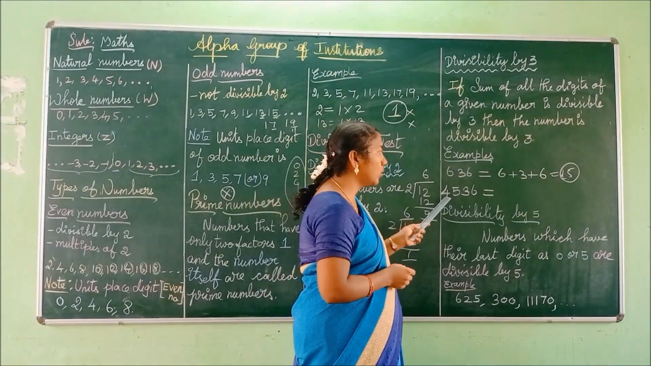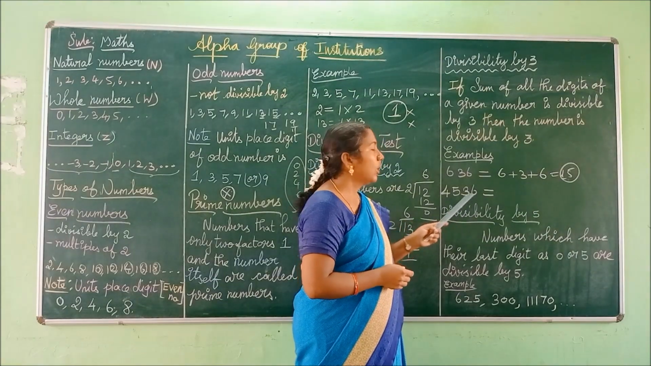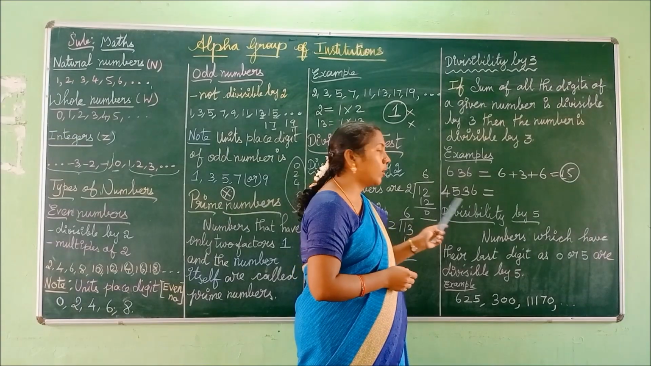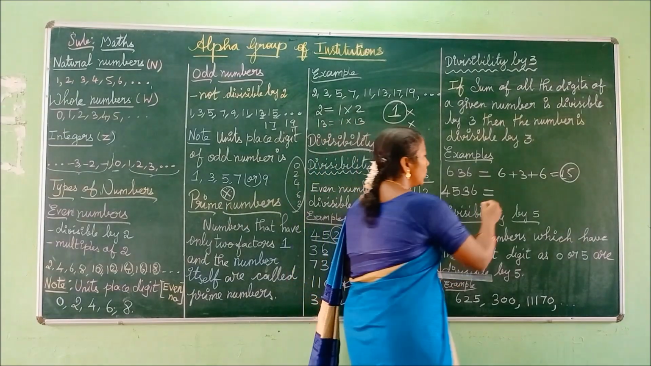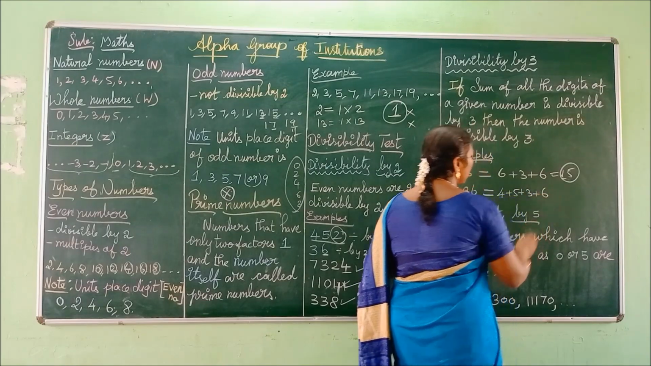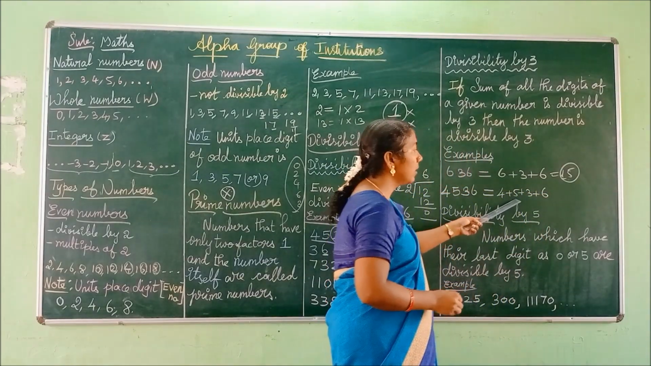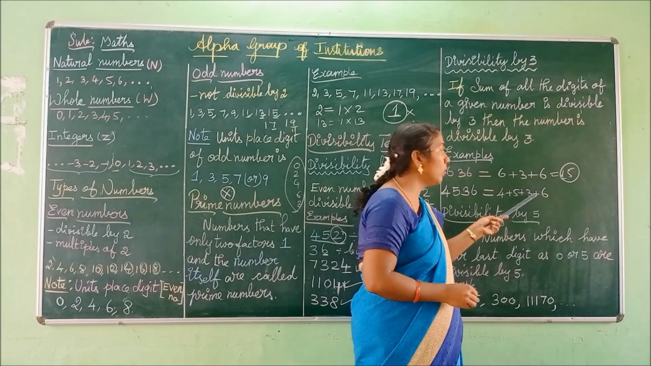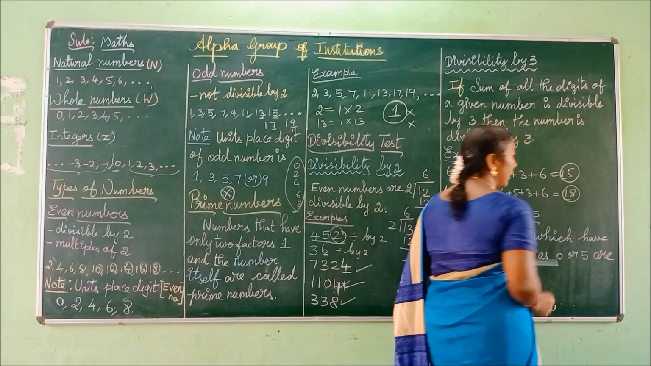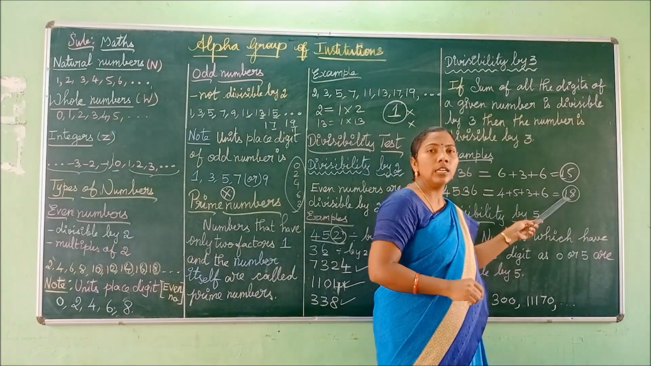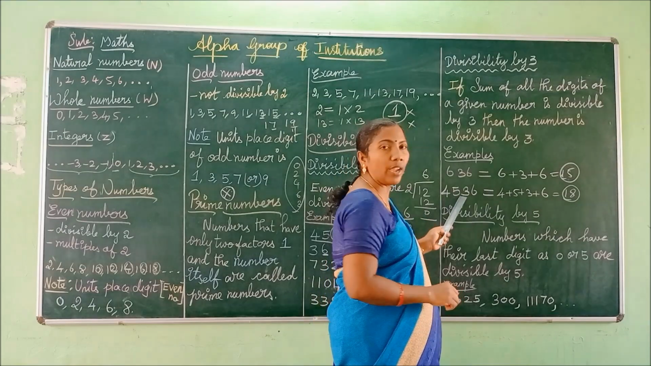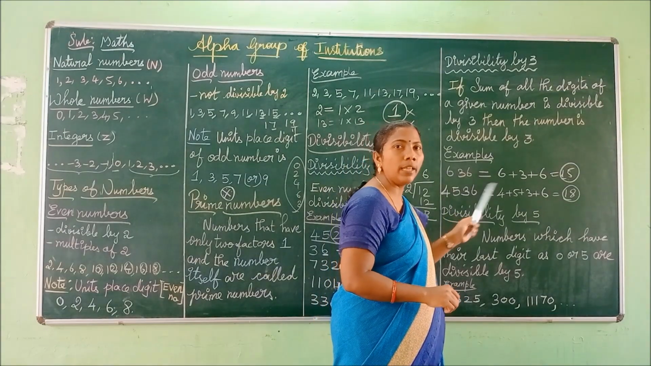See the next number, 4536. Now we are going to check whether this number is divisible by 3 or not. We have to sum the digits of the given number. So 4 plus 5 plus 3 plus 6. 4 plus 5 is 9, 9 plus 3 is 12, 12 plus 6 is 18. Thus we got the number 18. We know that 18 is divisible by 3. So we can say the entire given number 4536 is divisible by 3.